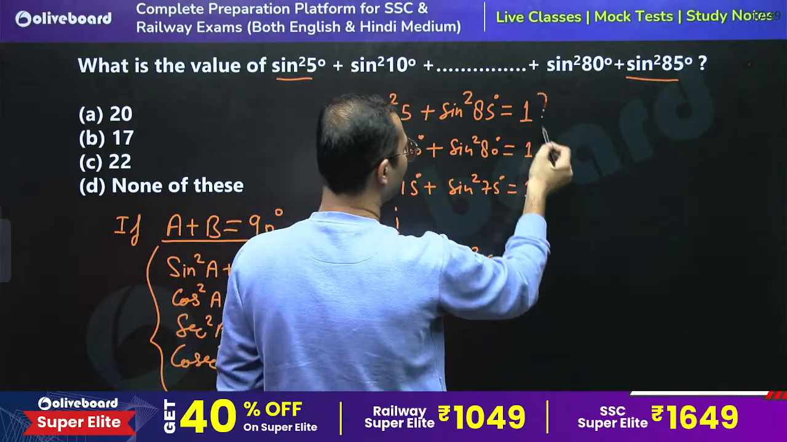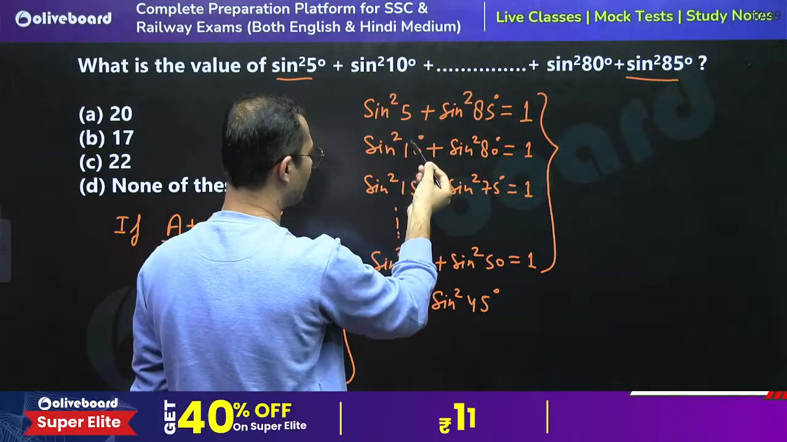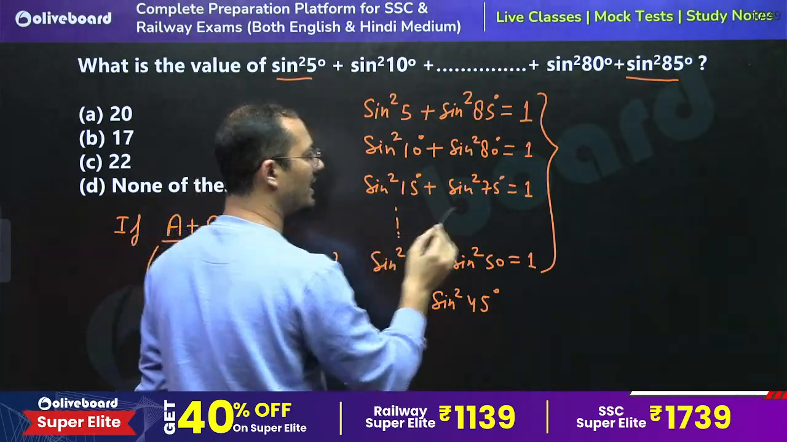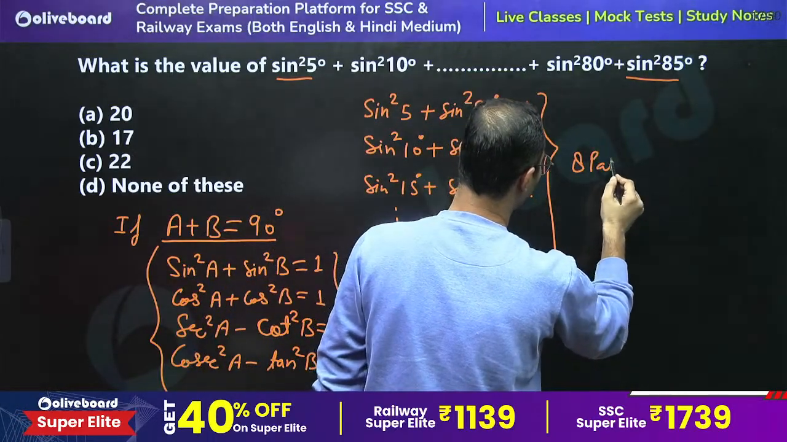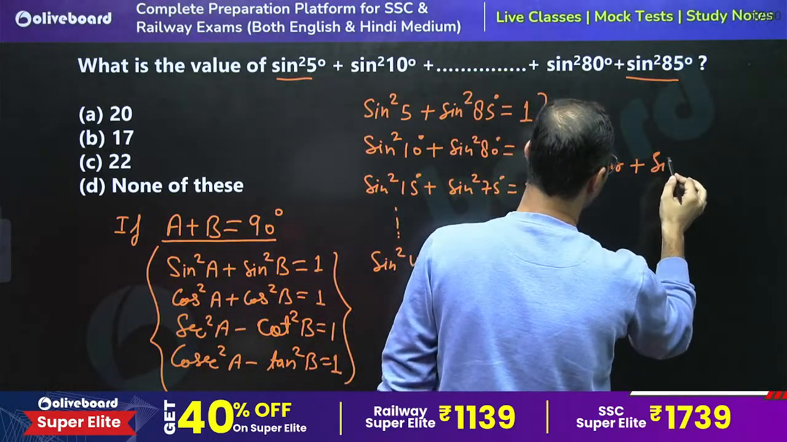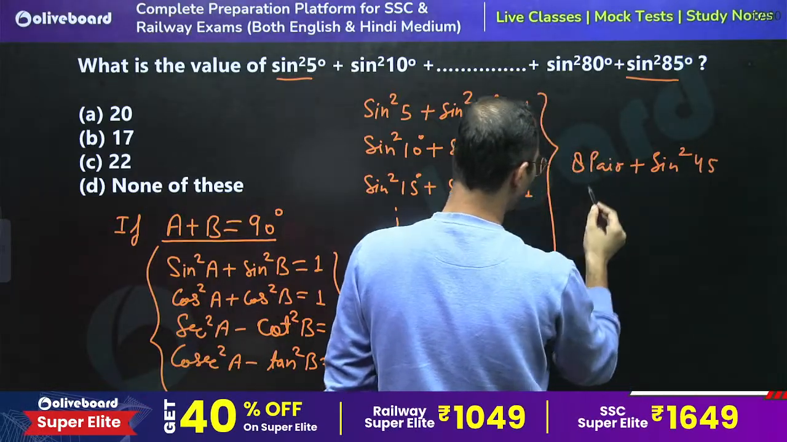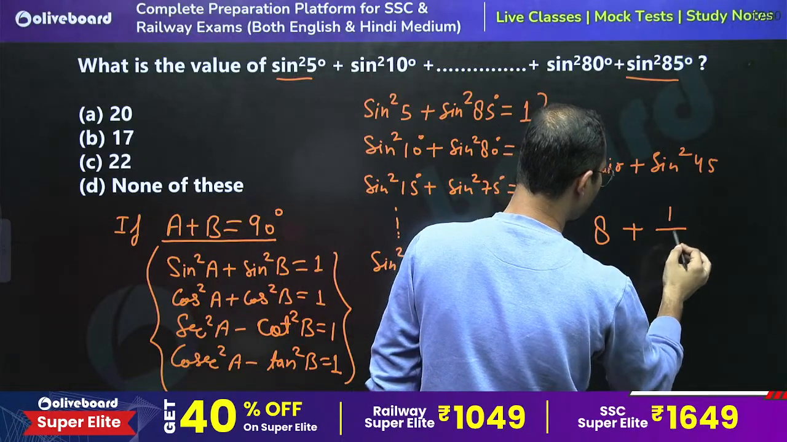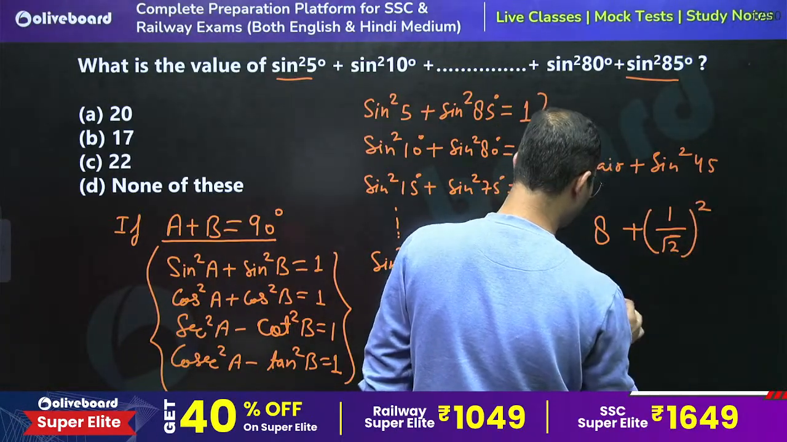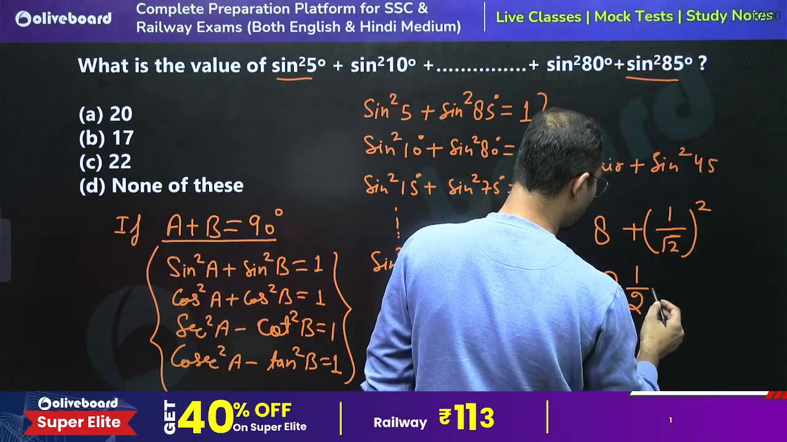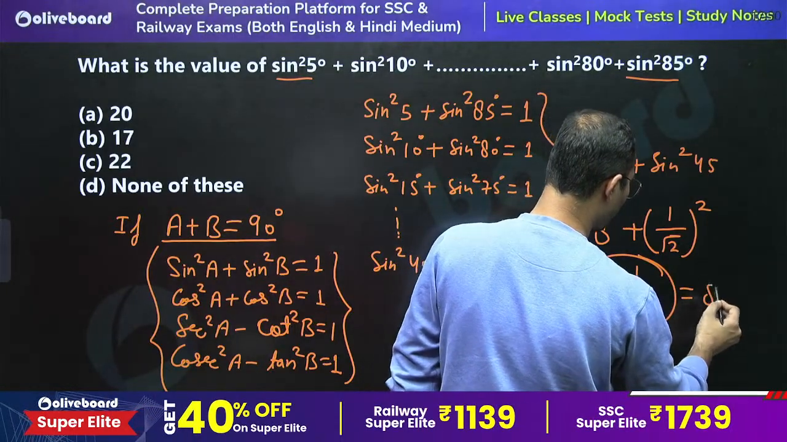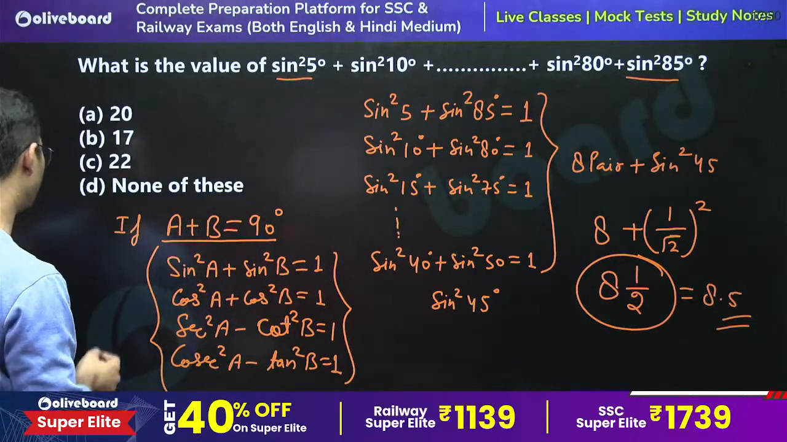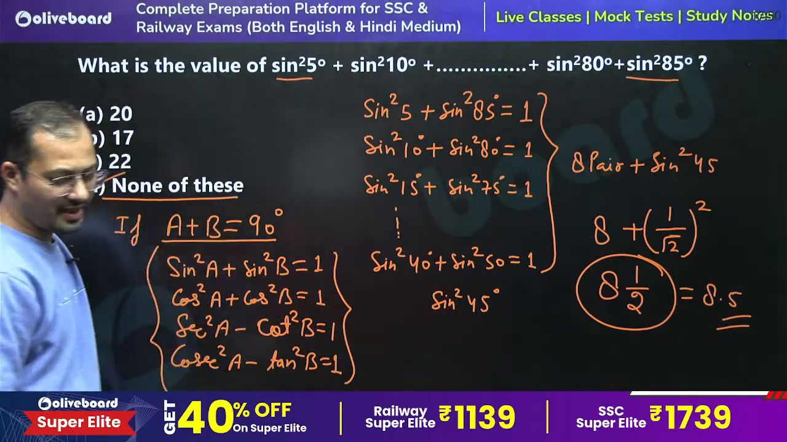So we can say that from here to here, 5, 10, 15, at an interval of 5. So just divide 40 by 5, and we will get 8 pairs. So here we will get 8 pairs plus sine square 45, right? The value for a single pair is 1, so 1 into 8 is 8, plus sine 45, which is 1 upon root 2 whole square. So we can say that 8 and a half is the right answer, or 8.5 is the right answer. Whatever the option, just have a look at the options. So we can say that D part is the right answer. D daredevil is the right answer.